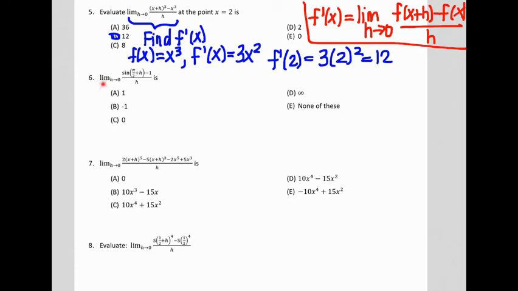Again, the limit as h goes to 0 of sine of pi over 2 plus h, minus 1, all over h. This limit as h goes to 0, that's got to trigger, hey, definition of the derivative. So what's different this time? Well, f of x plus h minus f of x isn't in terms of x here. We've got some numbers, sine of pi over 2 plus h. They've already plugged in where the x is, pi over 2.